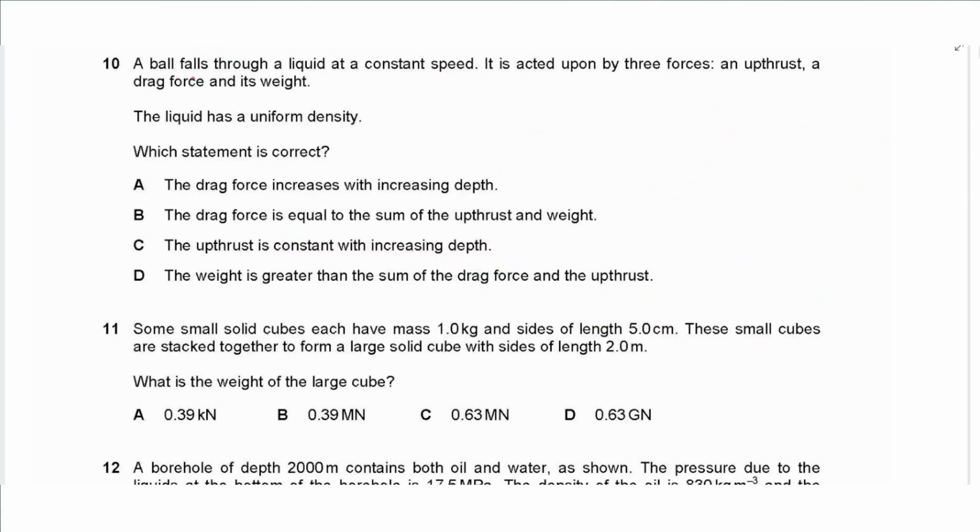Question 10 says a ball falls through a liquid at constant speed. It is acted upon by three forces: an upthrust, a drag force, and its weight. So falling, that means that the motion is downwards, so the drag force must be opposite to the motion, so it's upwards. And at constant speed, that means that the forces upwards balance the forces downwards. The upthrust is always acting upwards and the weight is always acting downwards. So the weight must be equal to the sum of the upthrust and the drag force.